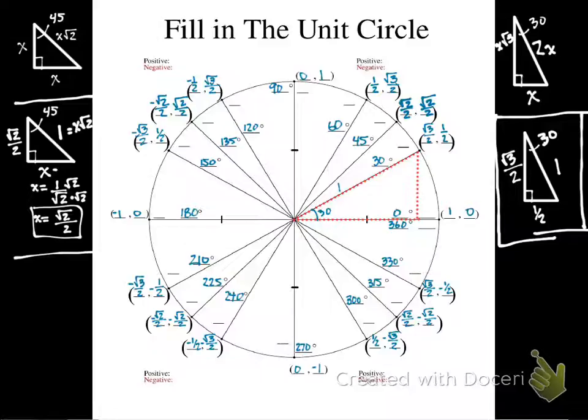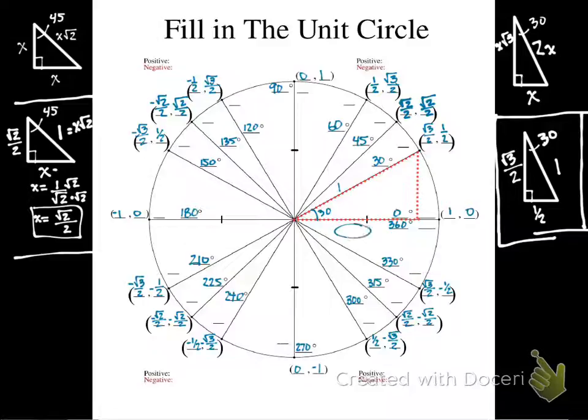What if I didn't know this? Well, before that, let's do a quick review. SOHCAHTOA. Sine is equal to what? Good, thank you. Cosine equals what? Good. Tangent is equal to what? Opposite over adjacent, okay?